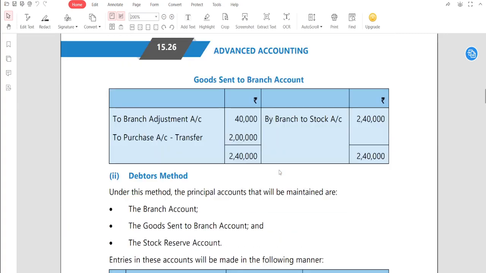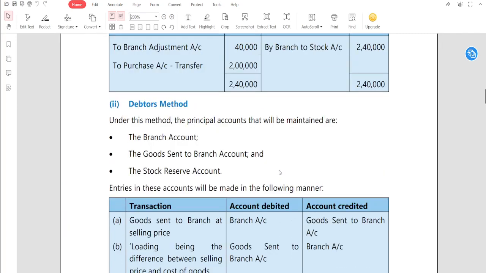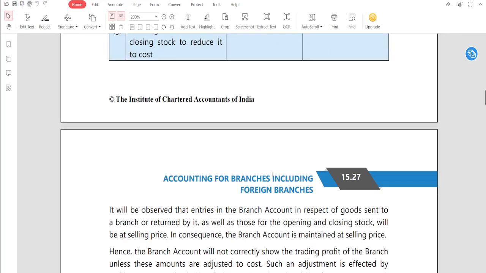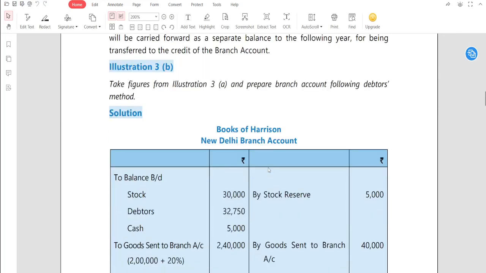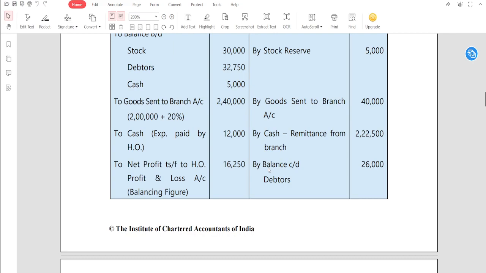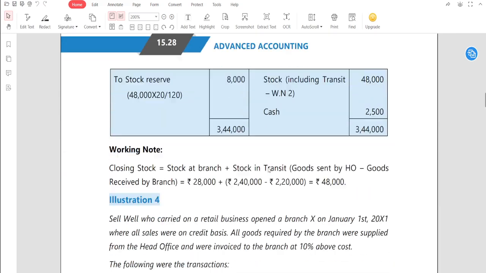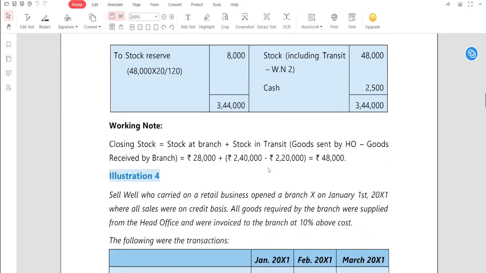Other than this, we have the direct method. We know that branch account, goods sent to branch, etc. Sorry, the data method. So we have completed this part. I'm requesting Revati, Bhumi, everyone to do it. These sums are also being done. So requesting everyone please to do it.